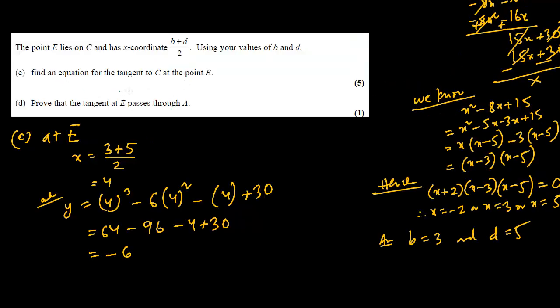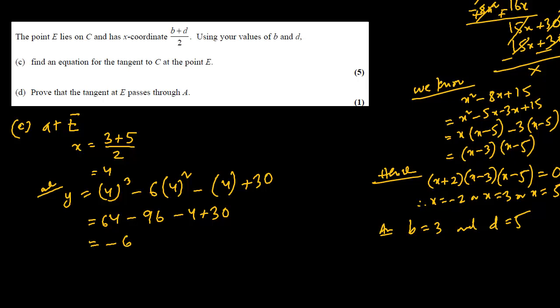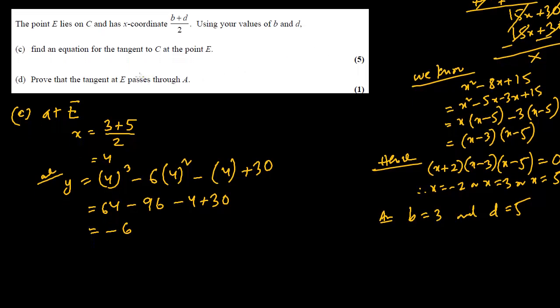So the question is, find the equation of the tangent. In order to find the equation of the tangent, we need to know the gradient and the point. The point is E. So if you have a curve, and at this point you have to find the equation of the tangent, the point is 4, minus 6, and this is the tangent.